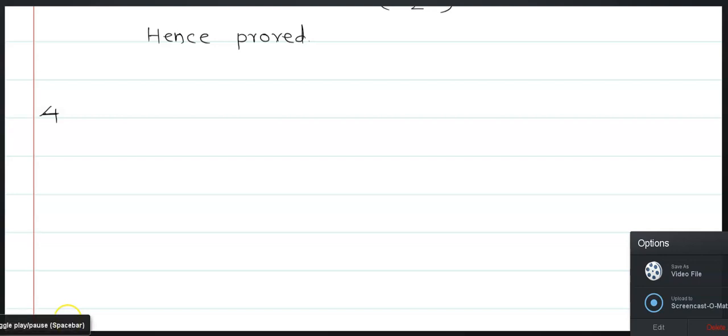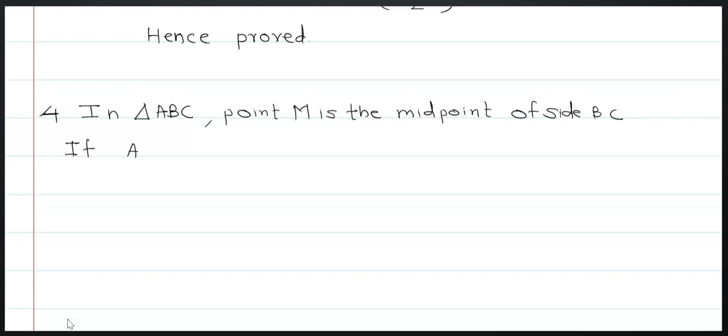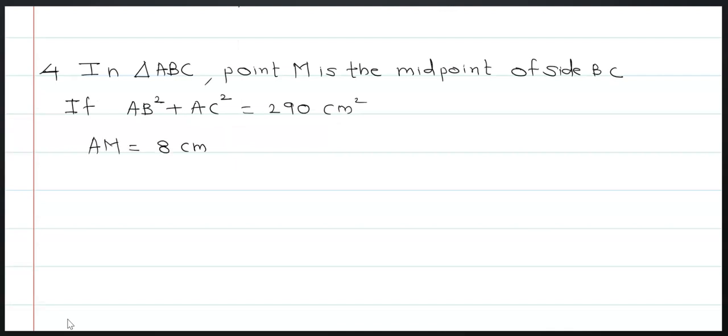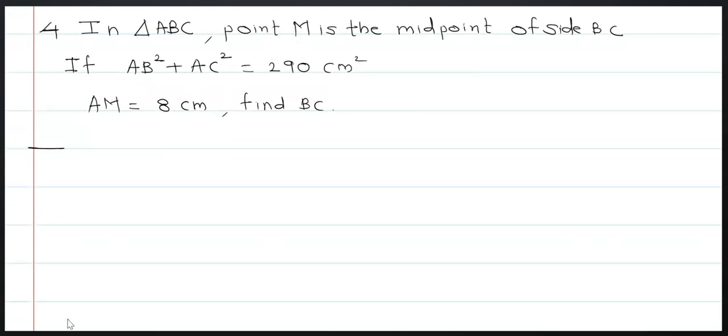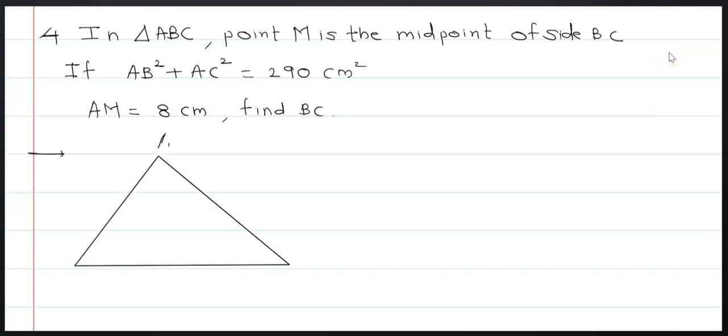Now the next is question number 4. In triangle ABC, point M is midpoint of side BC. If AB square plus AC square is equals to 290 centimeter square, AM is equals to 8 centimeter, find BC. This is a very simple problem. This is the triangle ABC. M is the midpoint. And here we will apply the Apollonius Theorem.